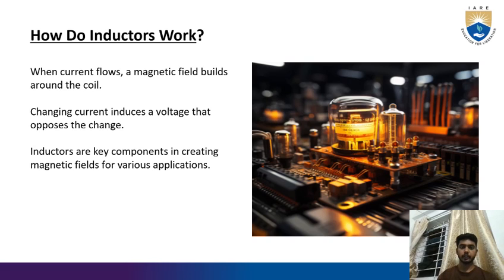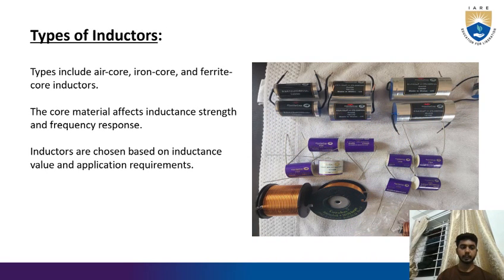How do inductors work? When current flows, a magnetic field builds around the coil. Changing current induces a voltage that opposes the current change. Inductors are key components in creating magnetic fields for various applications. Types of inductors. The common types of inductors are air core, iron core, and ferrite core inductors. The core material affects the inductance strength and frequency response. Inductors are chosen based on inductance value and application requirements.